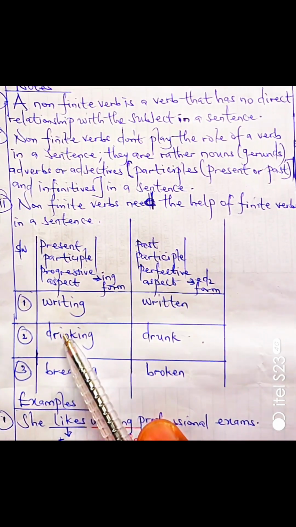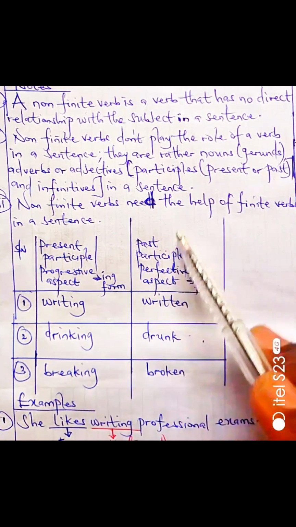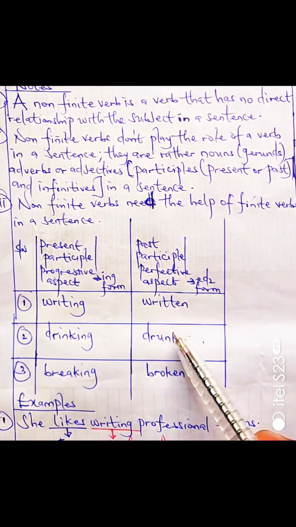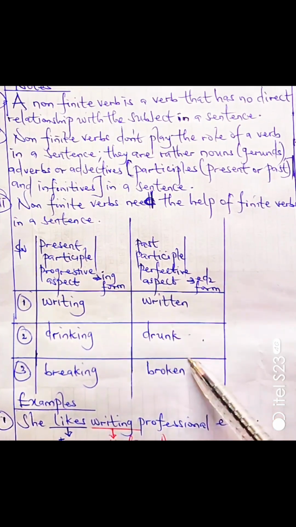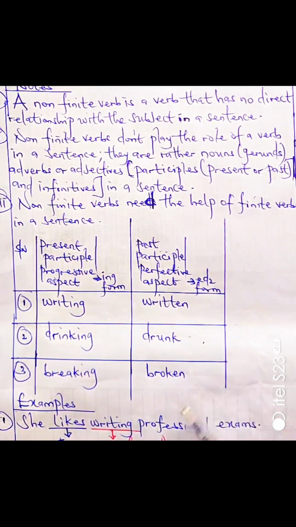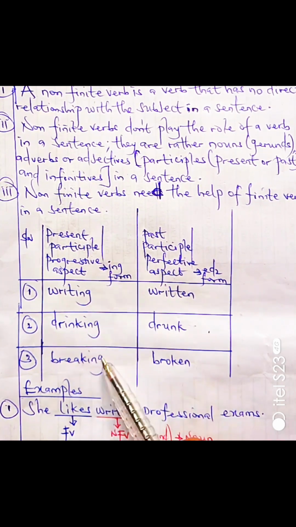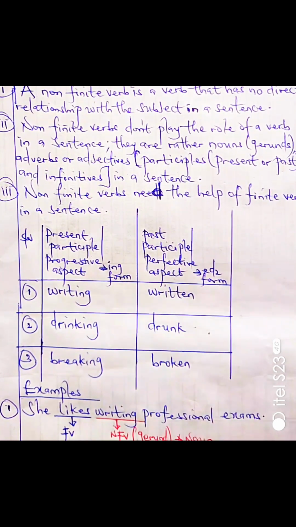So next you have drinking, drunk. Now, how do we easily get to know these things? You can use be, you can use has with them. She has written, I have done, and so on and so forth. Then the next you have is breaking, which is ing form, and broken. So let's look at a couple of examples.